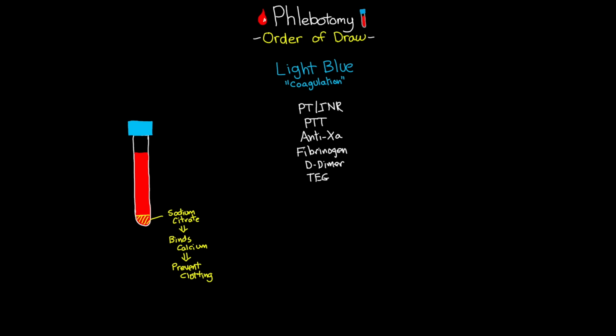And again, it's really important that you have this right amount so that you have the proper mixing of the sodium citrate with the blood, because when they go to actually run the test, all they have to do is provide a reagent that has calcium in it, and then they can begin the whole clotting cascade process and test the coagulation of the blood.